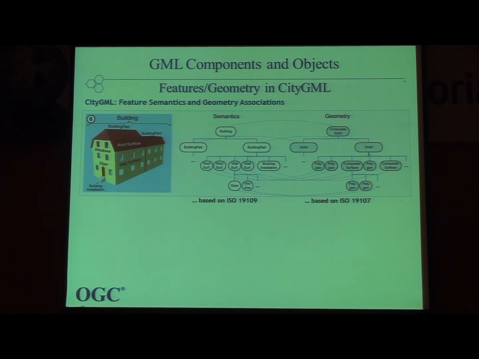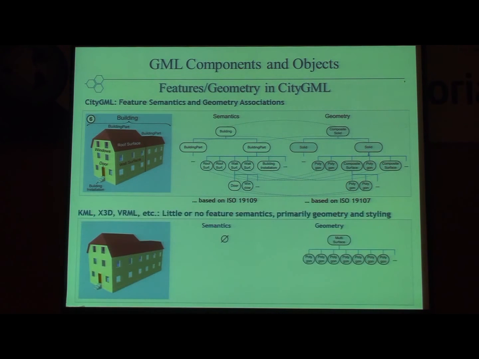In the case of CityGML, feature semantics are associated to geometries. In fact, this is always the case with GML. And that is distinguished from other formats like KML, X3D, VRML, which focus only on the geometry and encode only the geometry. So from an encoding which is like a bag of polygons and vertices, you can't really tell what's a wall, what's a roof, and so on.